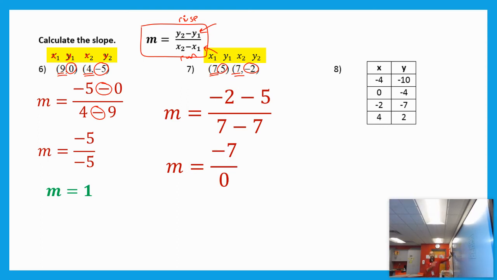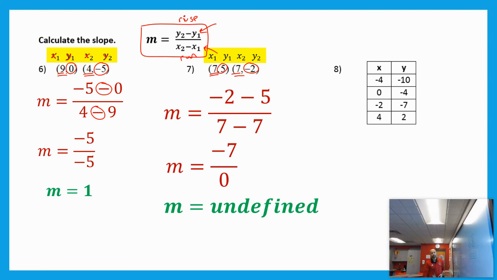And be careful, do not type that into your calculator unless you want the universe to implode on itself. -7 divided by 0, we know, is undefined. So you don't need to type it in. If the 0 is on the bottom, it's undefined. Okay, can't do it.